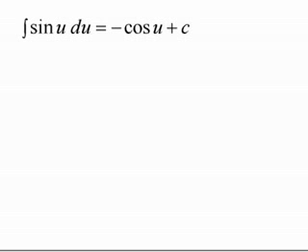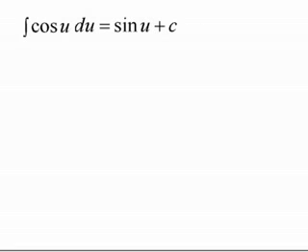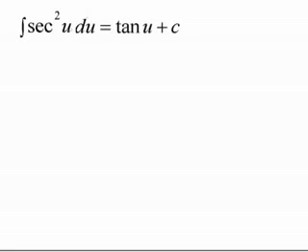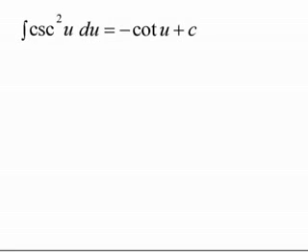Now let's recall some of our trigonometric integrals. The integral of sine u du is negative cosine u plus a constant. The integral of cosine u du is sine u plus a constant. The integral of secant squared u du is tangent of u plus a constant. The integral of cosecant squared u du is negative cotangent u plus a constant.